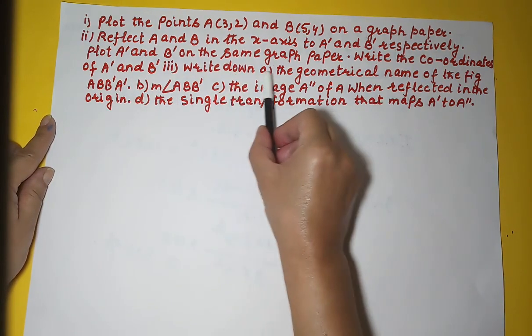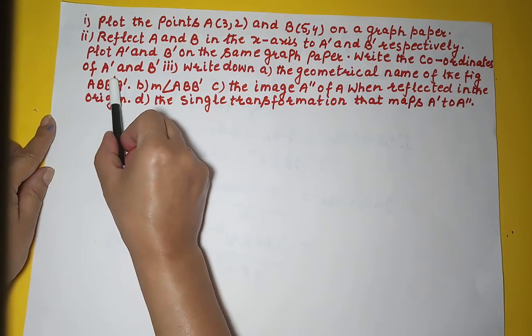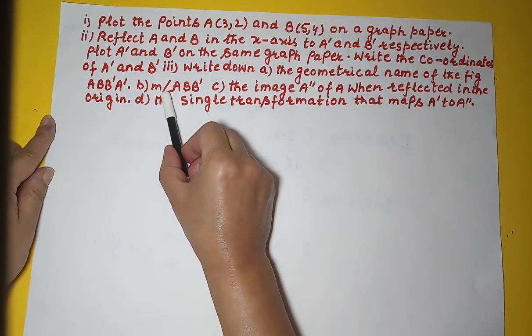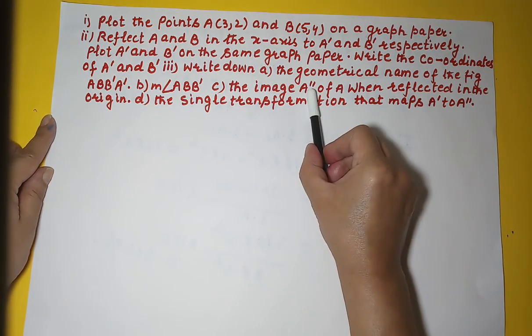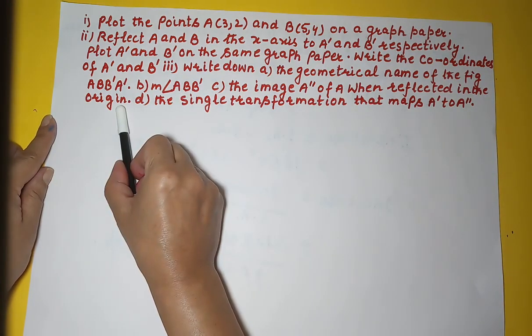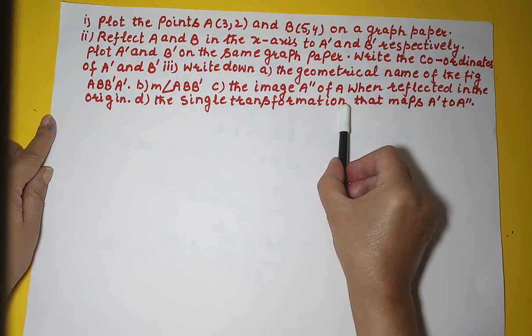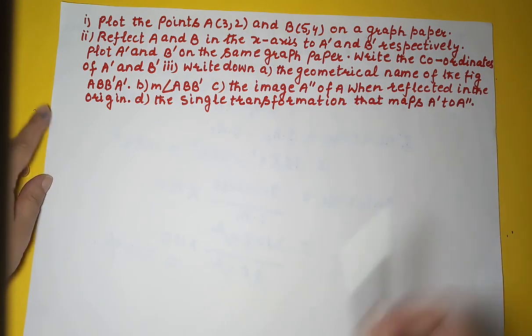Write down a geometrical name of the figure A, B, B dash, A dash. Measure of angle A, B, B dash. The image A double dash of A when reflected in the origin. And the single transformation that maps A dash to A double dash.